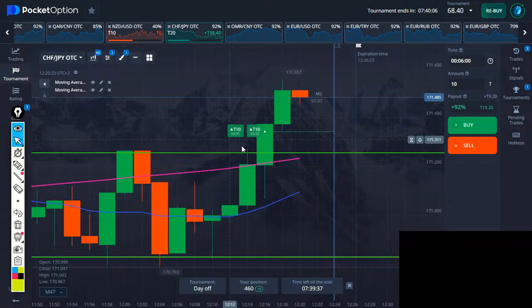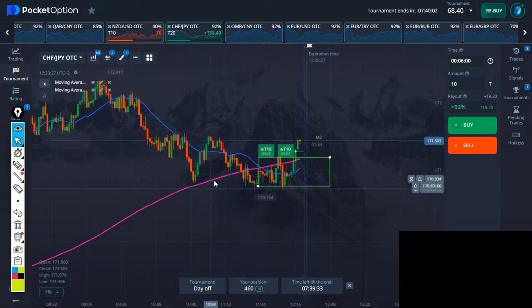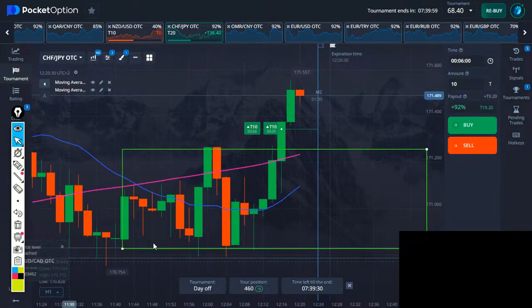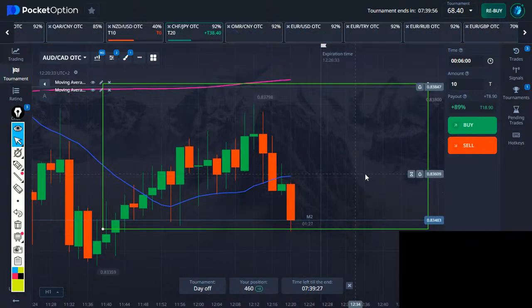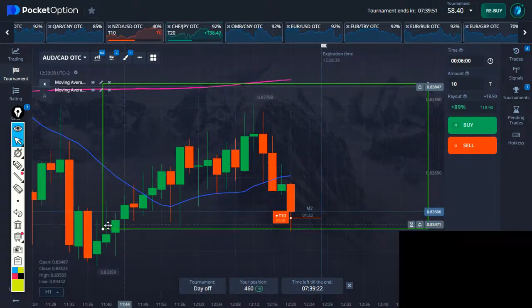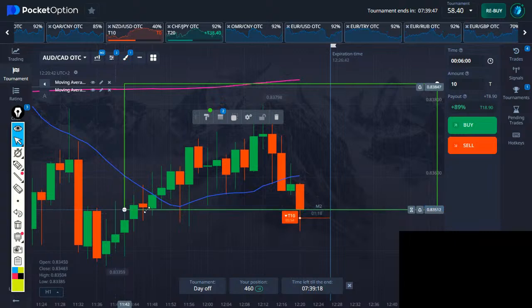I took two positions here. Very nice close. This is a supply area, demand area. AUD CAD, OTC, let's see. Beautiful setup. 6 minutes. I'll go for it. A bit early, no problem, but I'll go for it. Huge momentum over here.